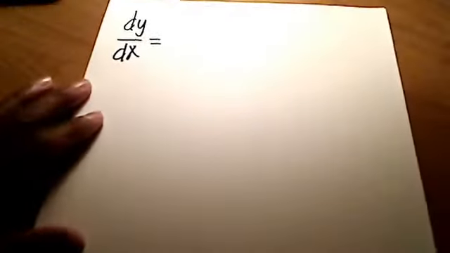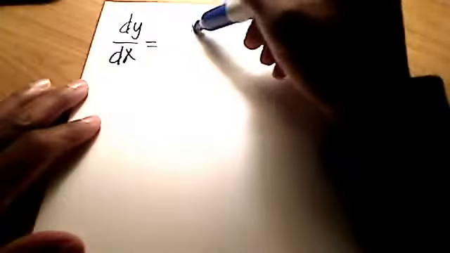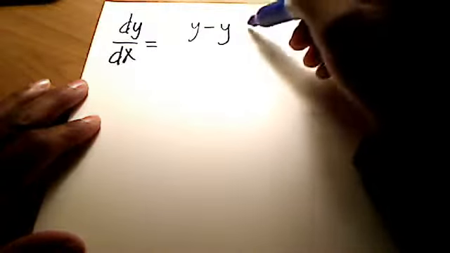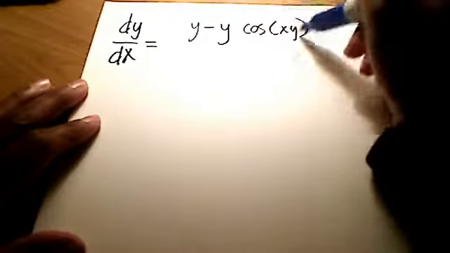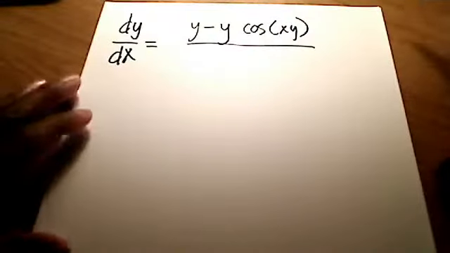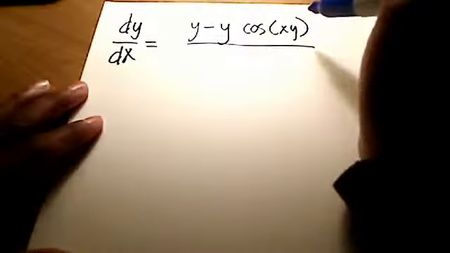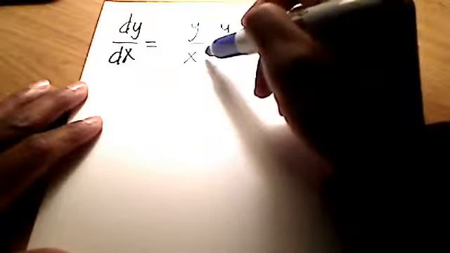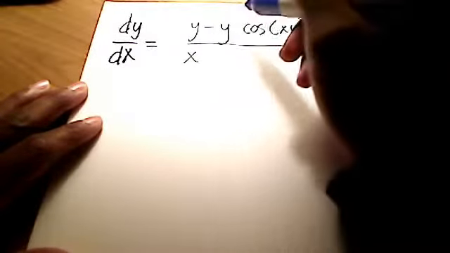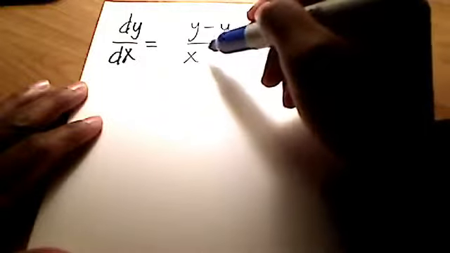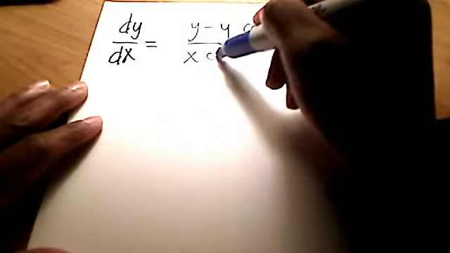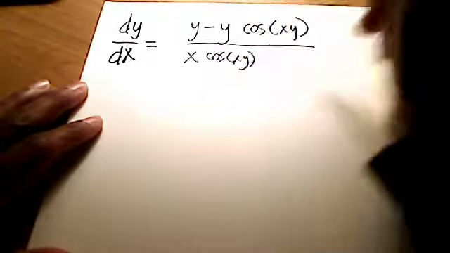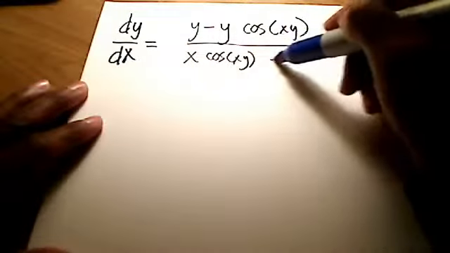All right, so let me scoot this up to the top and write it out this way. Okay, I now have dy dx is equal to, the right-hand side of my equation was y minus y cosine xy, and if I'm dividing both sides by what was in that square bracket, I have x cosine of xy, just like that, minus x.